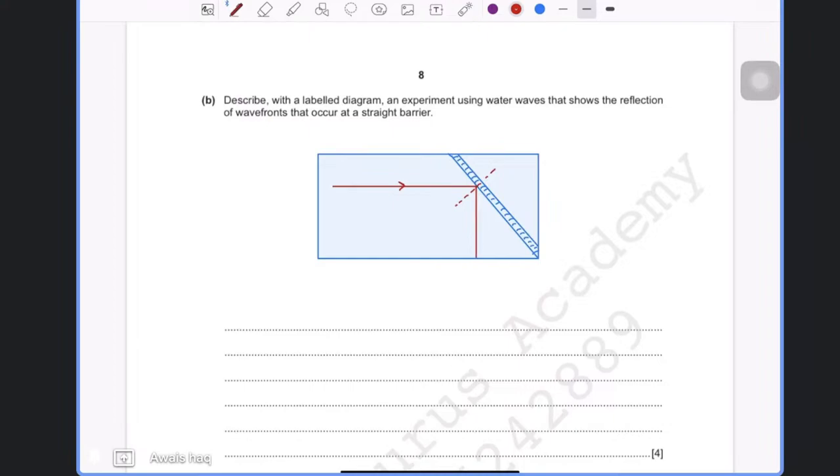How do I know it comes here? Because the angle I should be equal to angle R. Then what you're going to do is make wavefronts. Wavefronts should be made perpendicular to the rays like this, and then you have to make wavefronts here as well with the same distance apart. Is it clear, everyone?